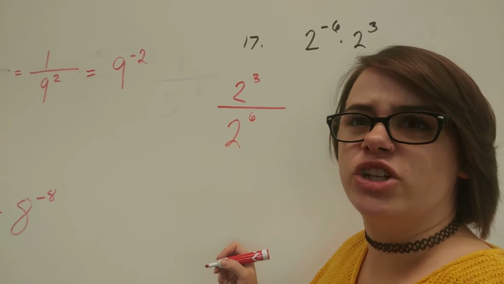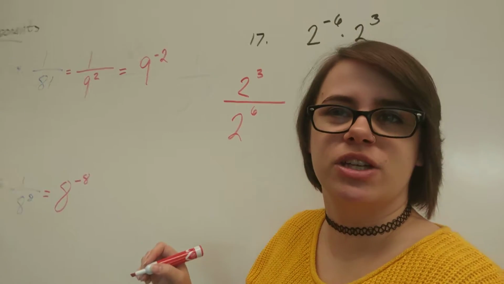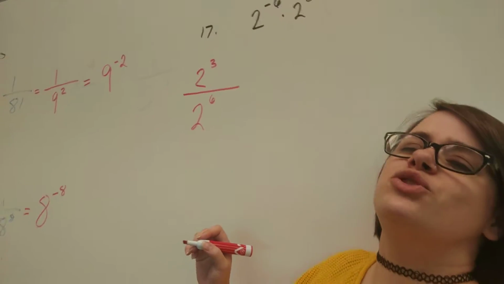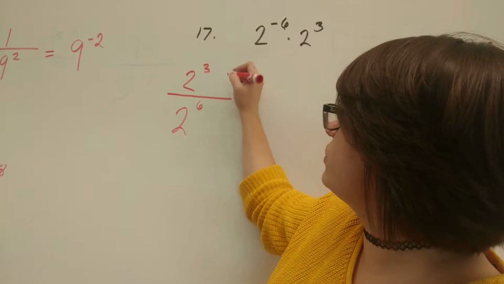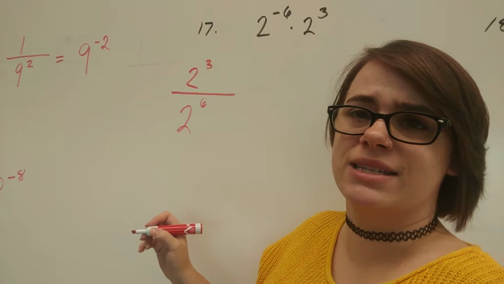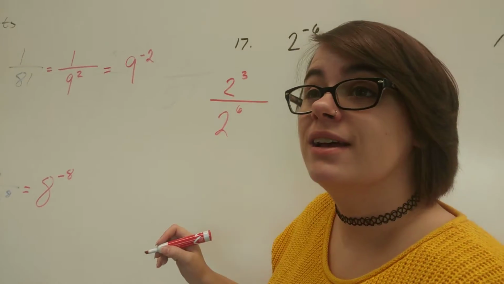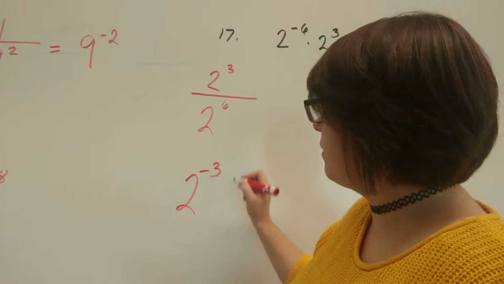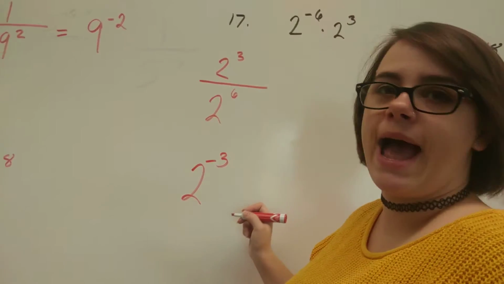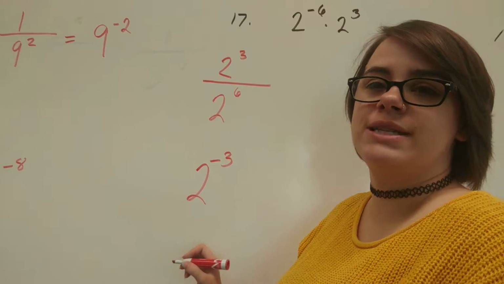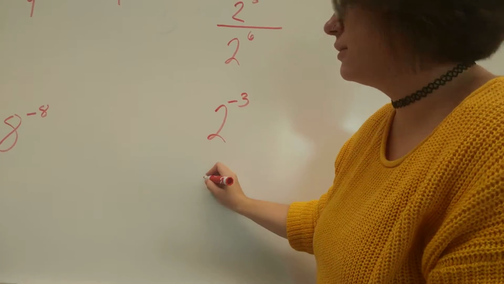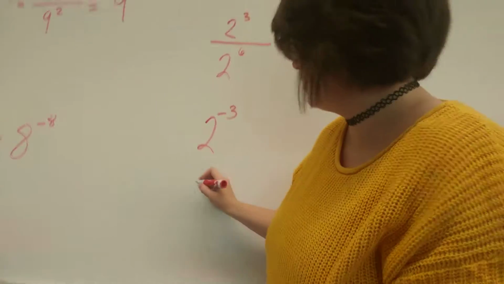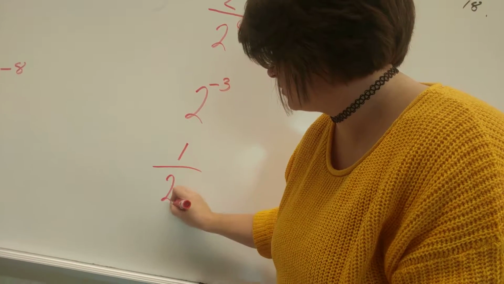Wait a minute, we have division. How do we simplify division with exponents? You subtract. So I'm going to do 3 minus 6. What's 3 minus 6? Negative 3. So I've got 2 to the negative 3rd power. Now wait a minute. Is that happy? No. So what does that turn into? It turns into a fraction. Can someone tell me what that fraction is? 1 over 2 to the 3rd.